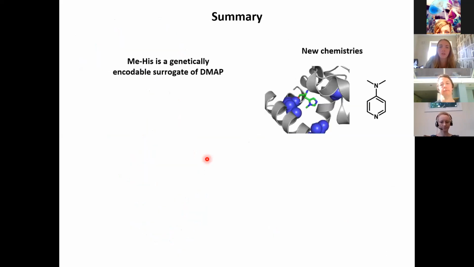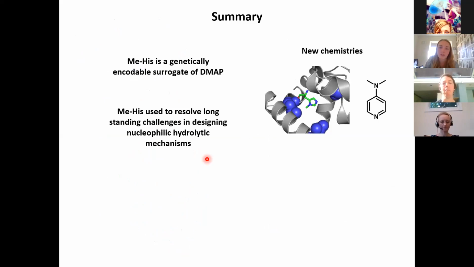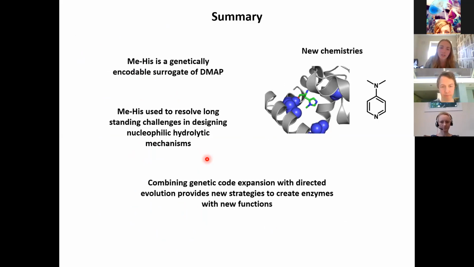So far I've shown you that methyl histidine can be considered a genetically encodable surrogate of small molecule catalysts. And I've used this to overcome a long-standing challenge in designing hydrolytic enzymes. We've also seen that genetic code expansion can be combined with directed evolution to provide a new strategy for creating enzymes with new functions. So now I'd just like to give you a snapshot of some of the work that we've been doing since this work was published last year.